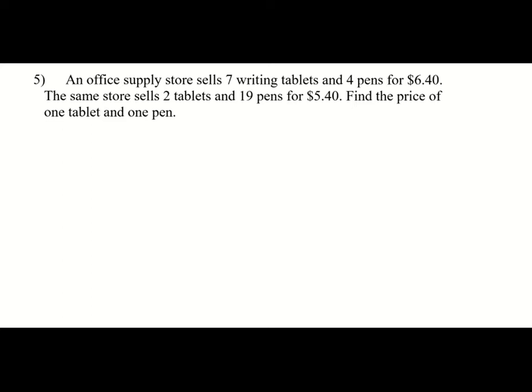All right, next, for number 5, an office supply store sells 7 writing tablets and 4 pens for $6.40. The same store sells 2 tablets and 19 pens for $5.40. They want us to find the price of 1 tablet and 1 pen. So our 2 unknowns are the tablet and the pen. Let's make x equal to the tablet, and we'll make y equal to the pen.